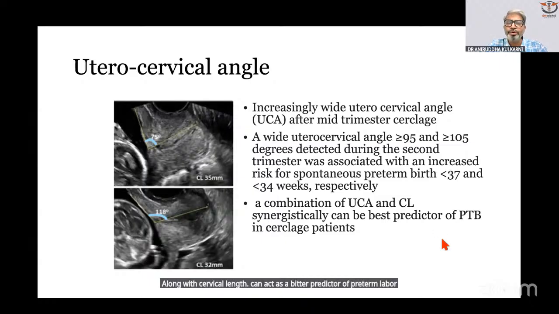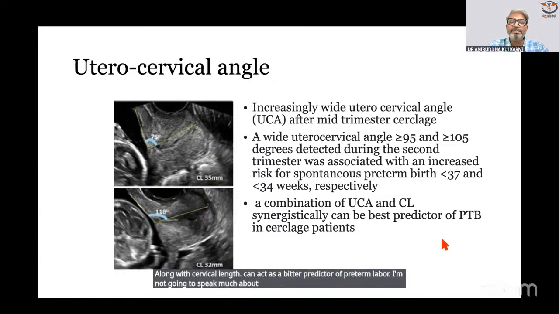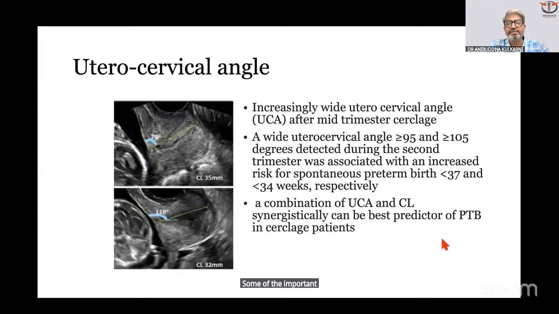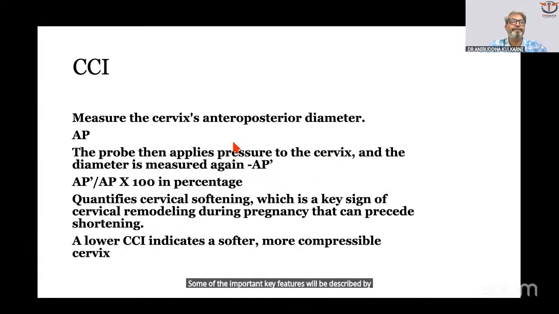I'm not going to speak much about preterm labor or preterm birth surveillance criteria because some of the important key features will be described by Dr. Prashant Ingole. One more index, that is the CCI index, which measures the AP diameters.